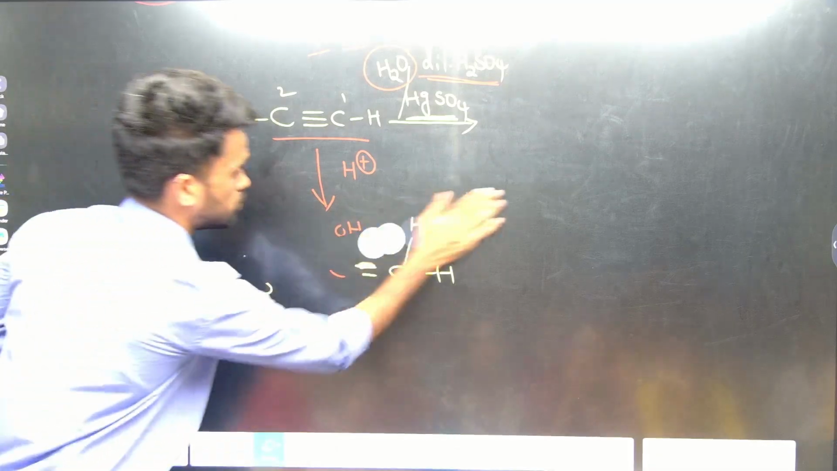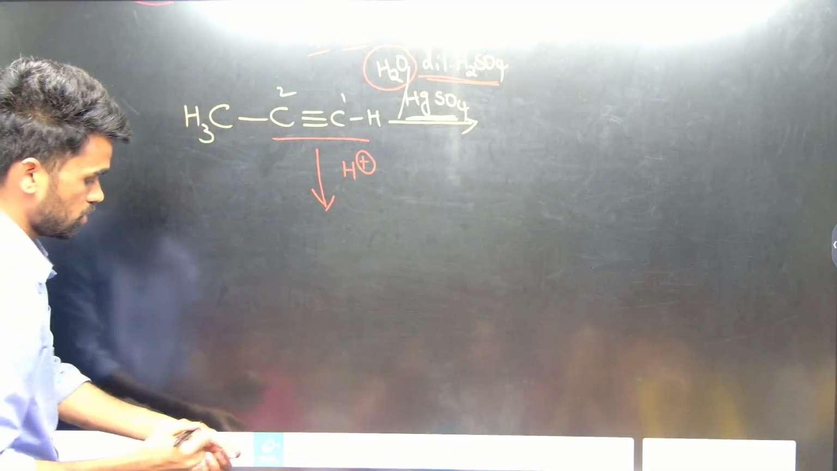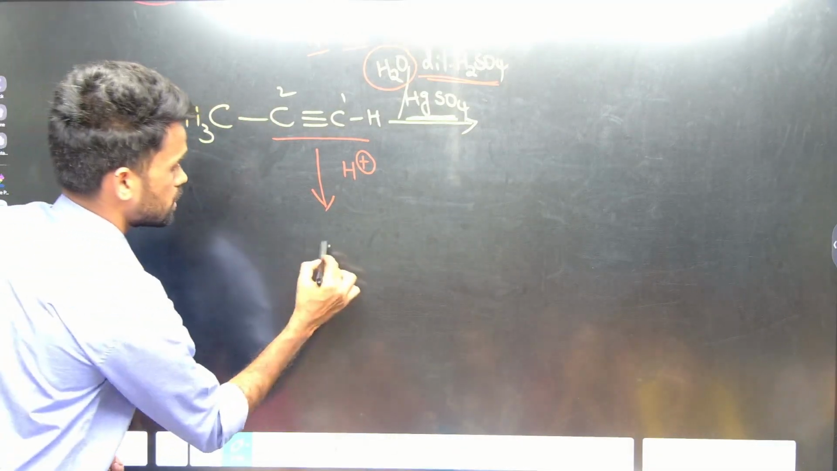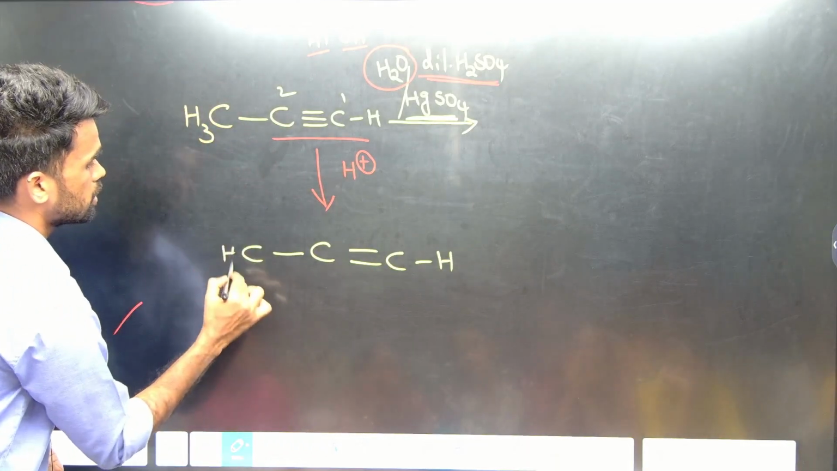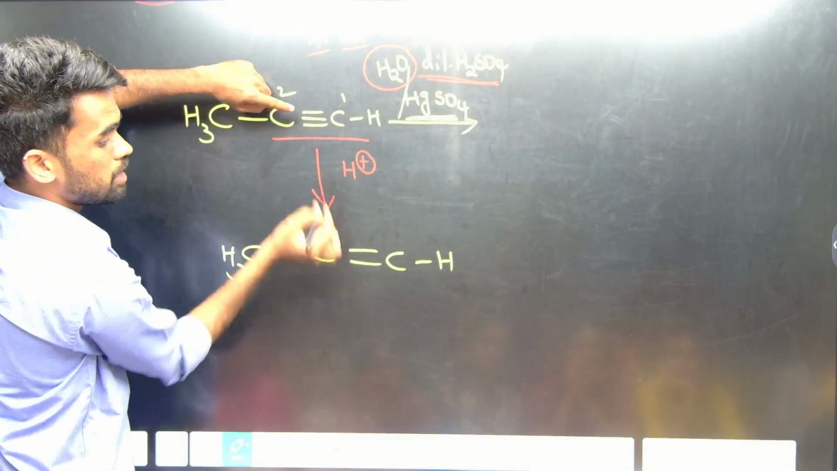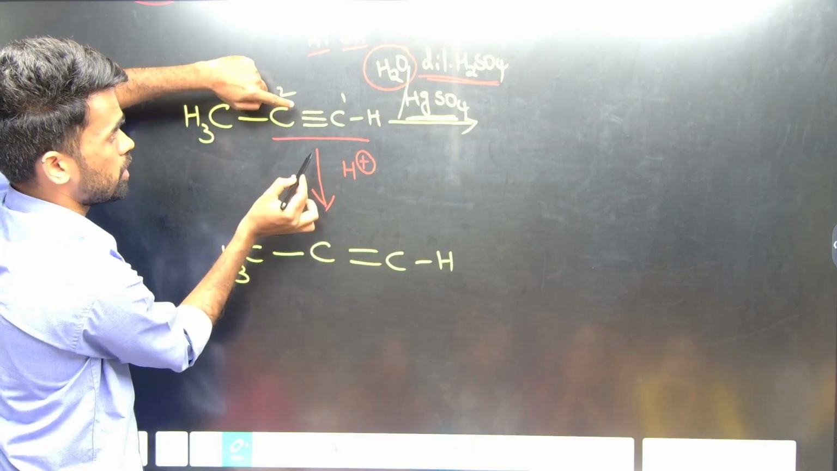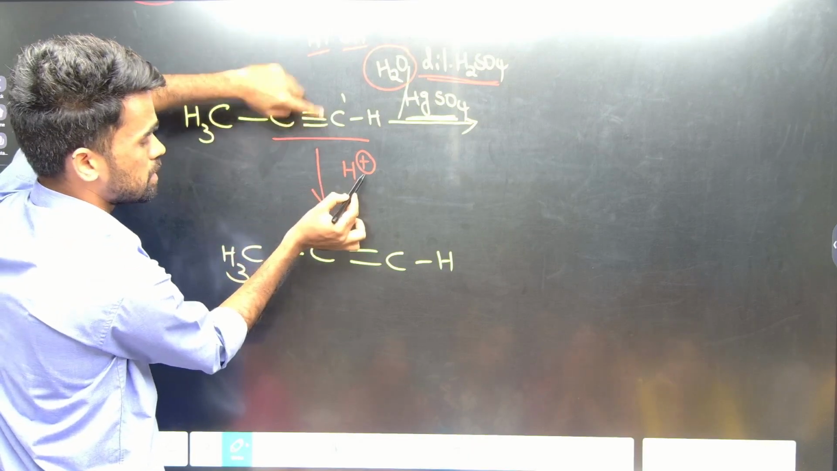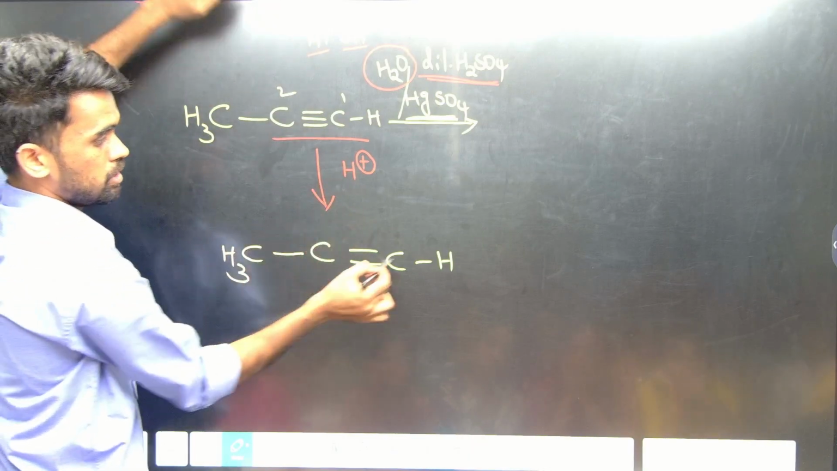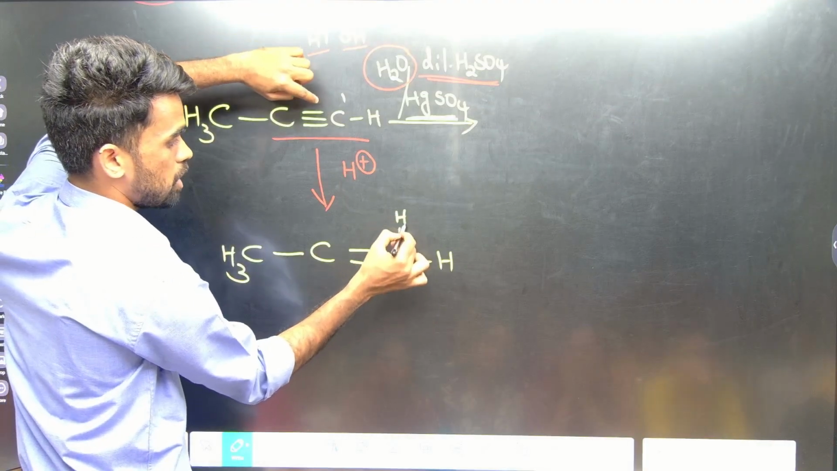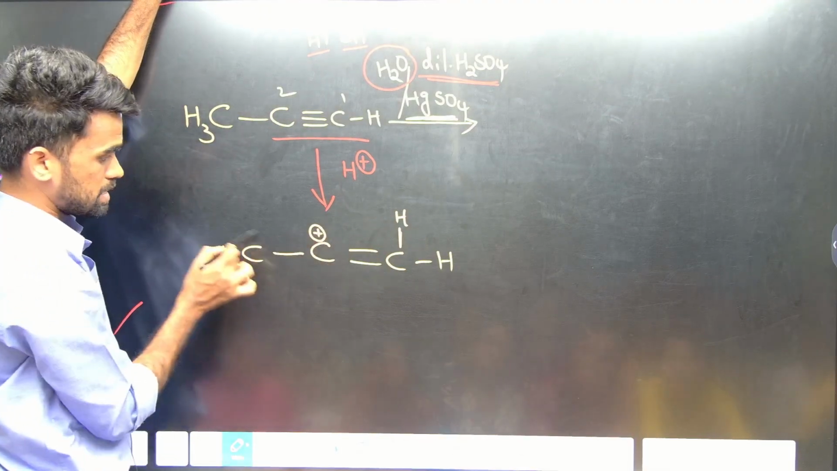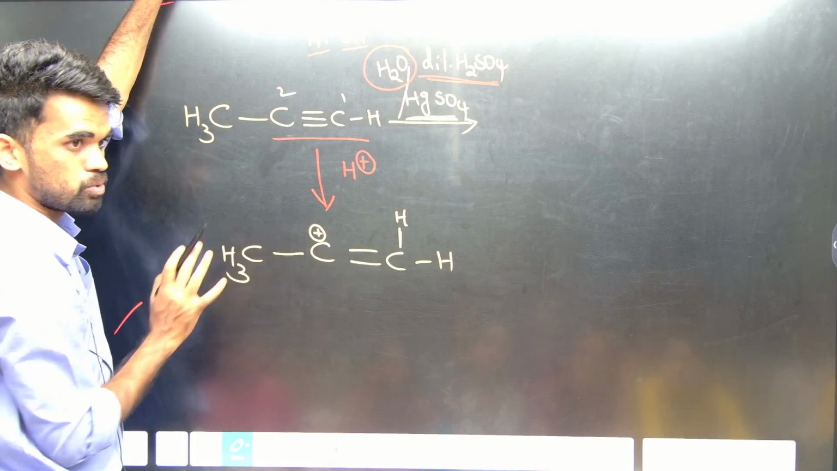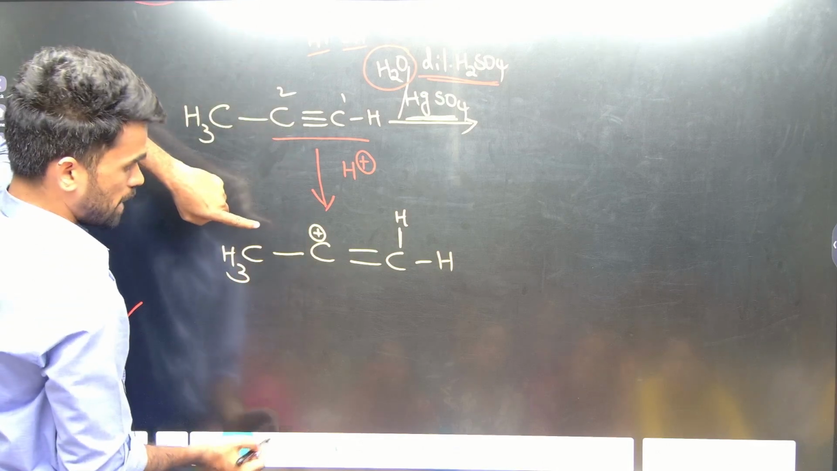I am writing again. CH CH3. See, a triple bond is there. I removed one pi bond so that I can add H plus. Where should I add H plus? This carbon. Why on this carbon? Because the positive charge here is relatively stable. Because it is a releasing group, it can stabilize this carbocation. Then next, what should I add here?